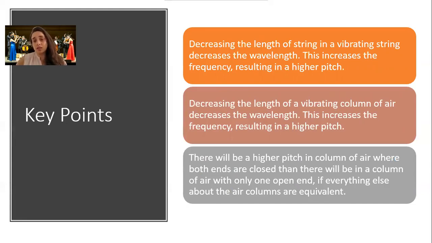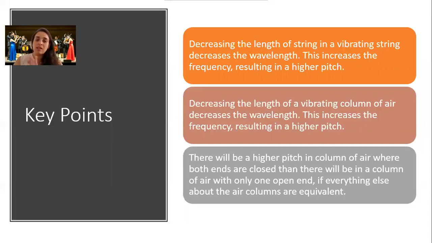The first is decreasing the length of a string in a vibrating string decreases the wavelength. This increases the frequency, which results in a higher pitch. Again, this relates to the investigation that we did at the beginning of this unit. And you can connect that also to when you're playing guitar. As your finger gets closer and closer to the smaller frets, you hear the pitch get higher and higher because the length of the string has been shortened.